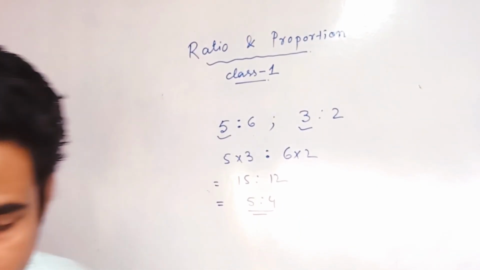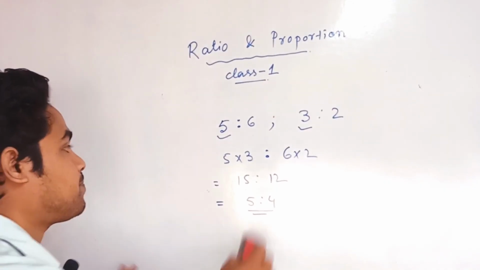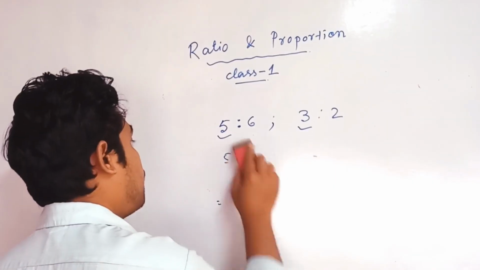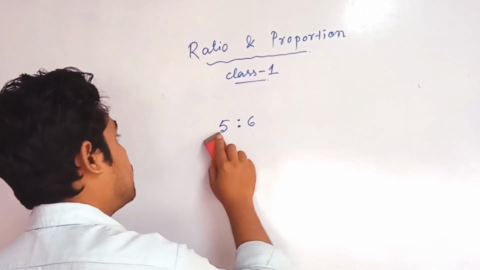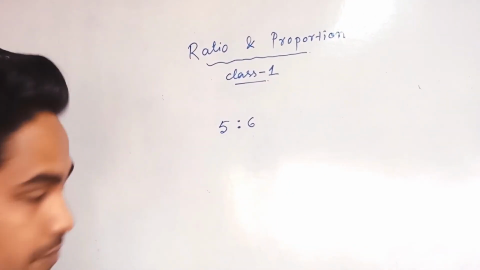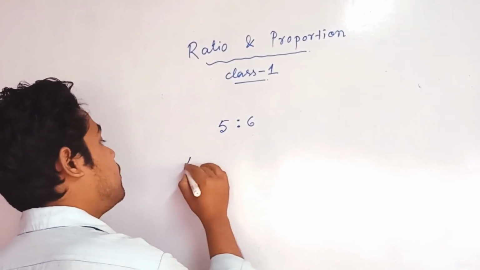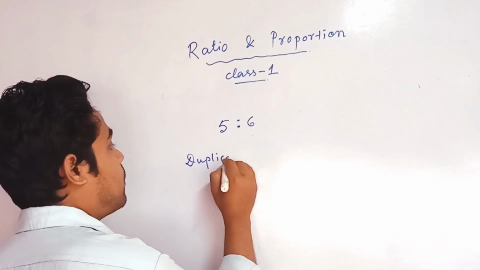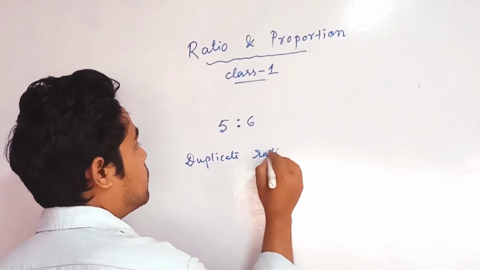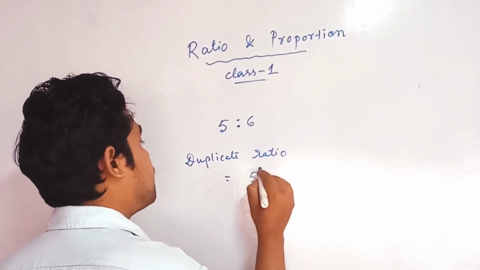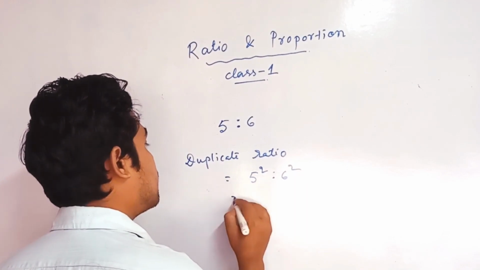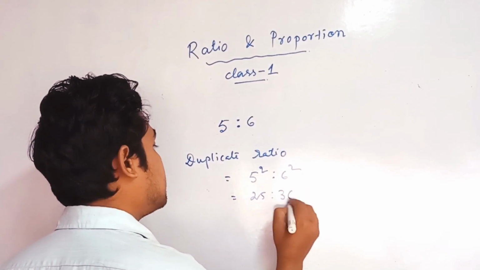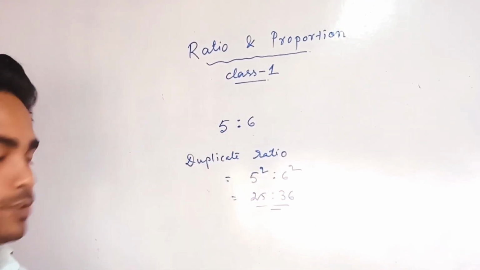Okay. Now we will understand duplicate ratio. What is duplicate ratio? The given ratio is 5:6. What will be the duplicate ratio? Duplicate ratio is equal to 5 square is to 6 square. So 25:36 is the duplicate ratio of this ratio.